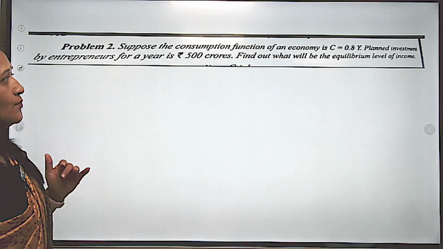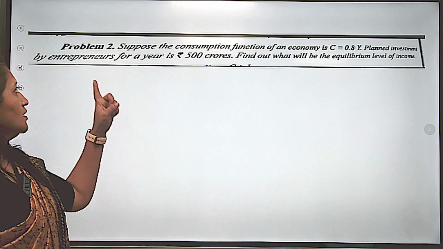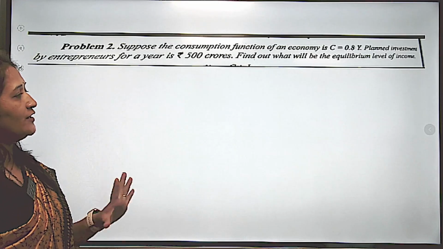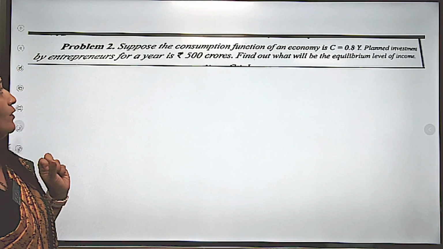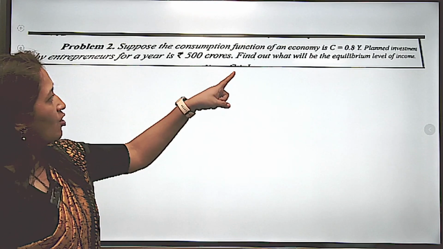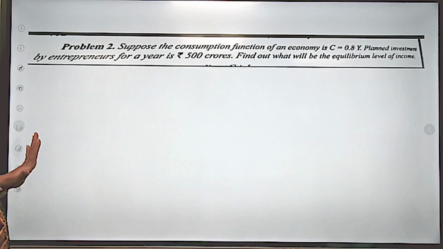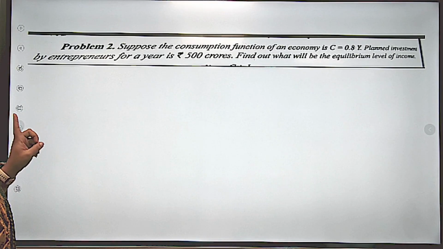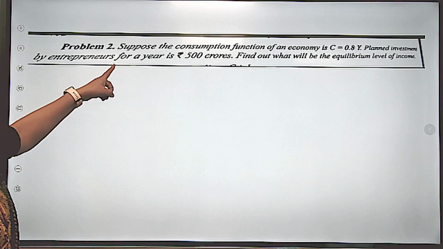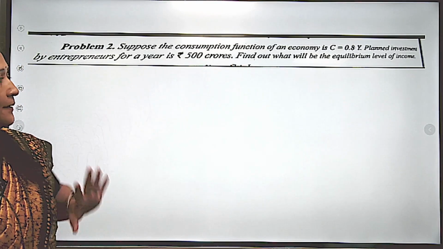You can do some more sums like this. I'm leaving it up to you to do it. So please copy this sum and try to solve it on your own. Here in this case, data on the consumption function is given, and the planned investment by the entrepreneurs for a year is 500 crore. Find out the equilibrium level of income.